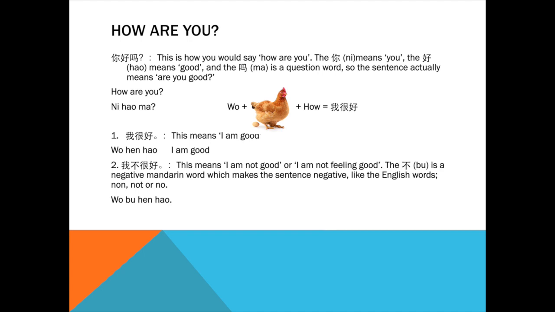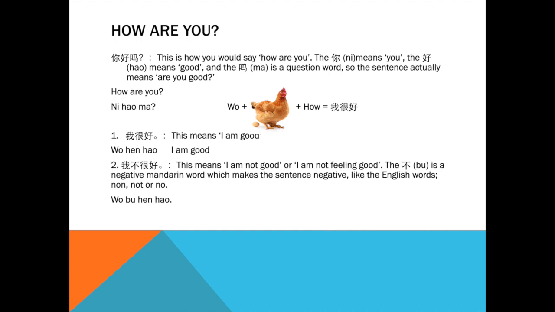我很好. This means I am good. 我很好. A fun way to remember 我很好 could be 我, then 很, like the animal, then how, like how are you? 我很好. Try to say 我很好 5 times. If you need to, pause the video and practice more.